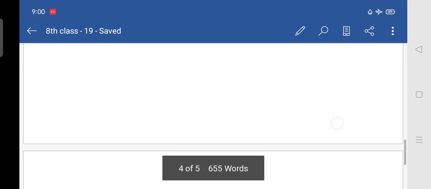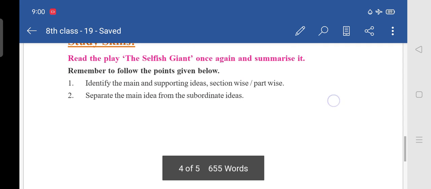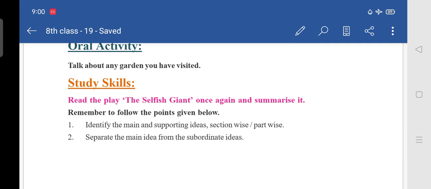So, what is your homework? Your homework is you have to write about any one garden which you have visited. Okay, this is your homework. You need to write it neatly without any spelling mistakes and you have to send it to me.